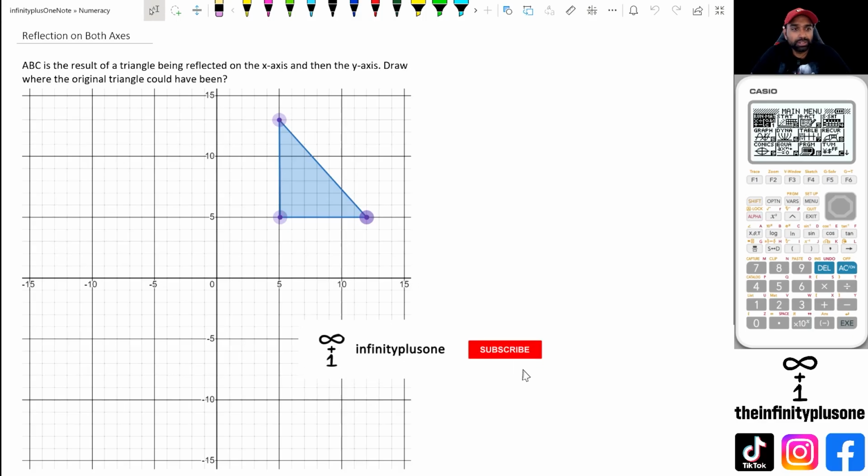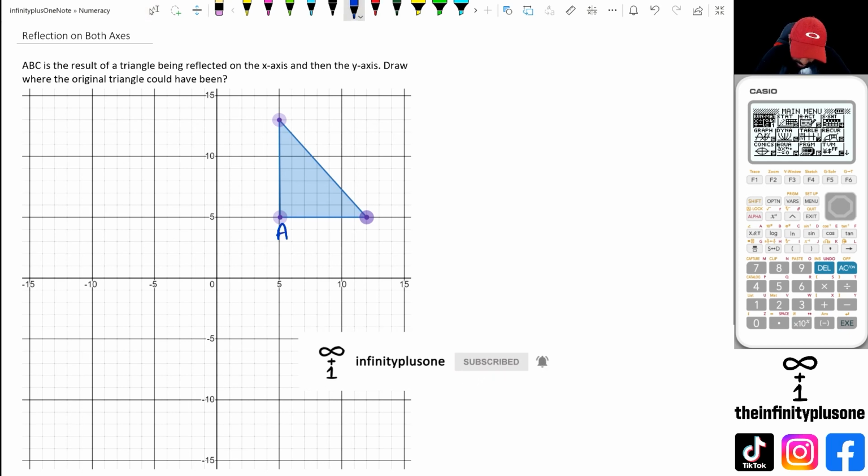Alright, so having a look at this question, what it says is that we've got this triangle ABC. Should have put ABC there. Let's put it there. And what's happened is it's been reflected on the X axis and then the Y axis. Draw where the original triangle could have been.